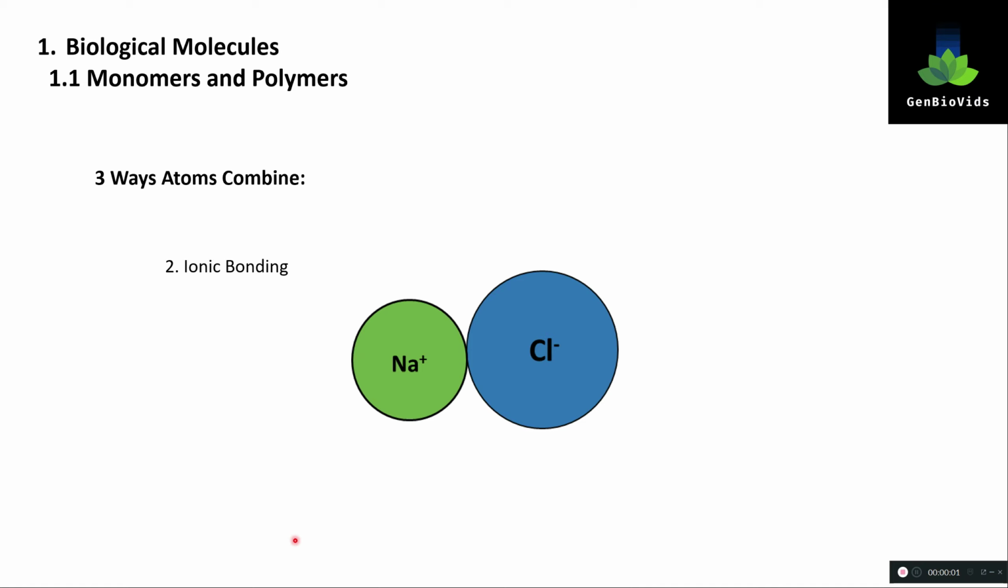Another way in which atoms combine is by ionic bonding. Ions are atoms that have a charge, either negative or positive. Ions of opposite charges can attract each other. This electrostatic attraction is known as an ionic bond.